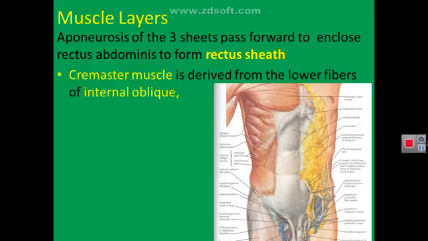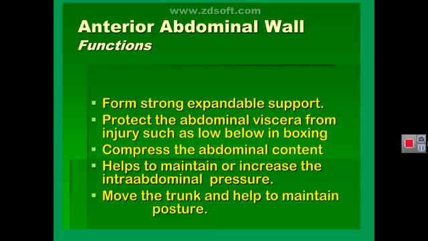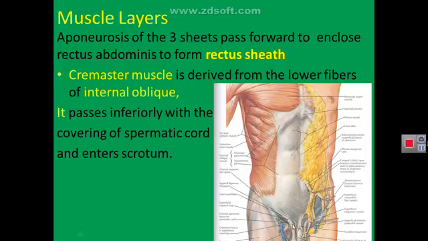Also, we have to say that the lower fibers of internal oblique and the transversus abdominis extend into the coverings of the spermatic cord. The lower fibers of internal oblique and the transversus abdominis run with the covering of the spermatic cord. These extensions form the so-called cremasteric muscle and fascia.